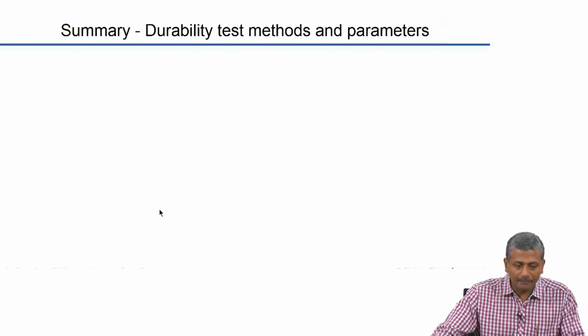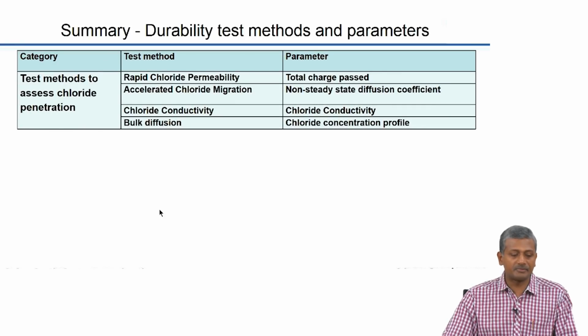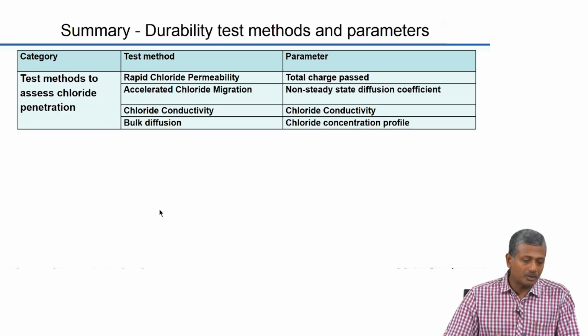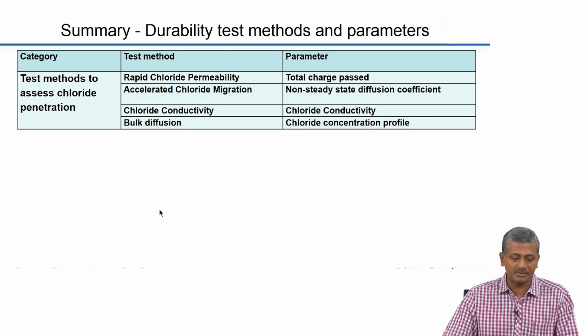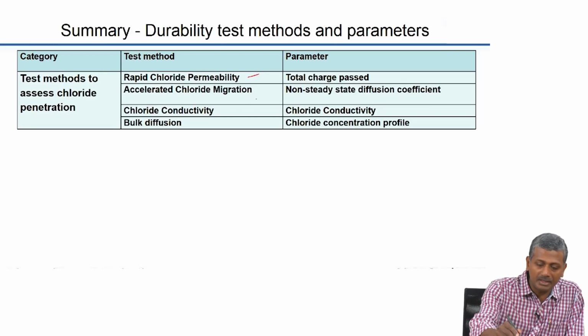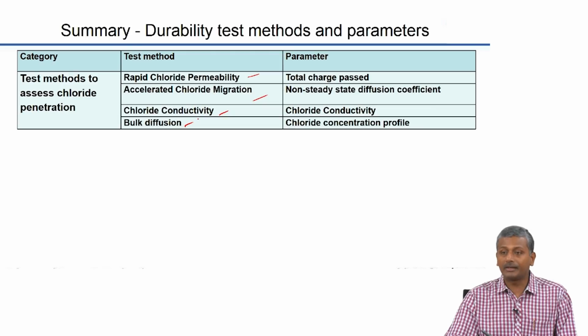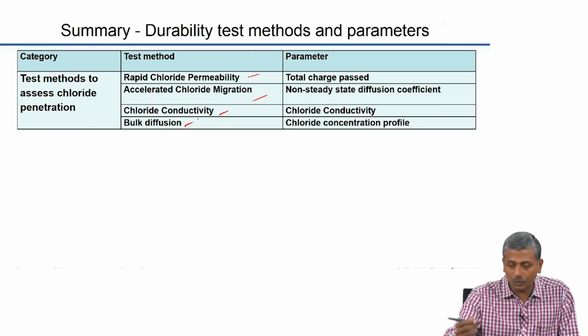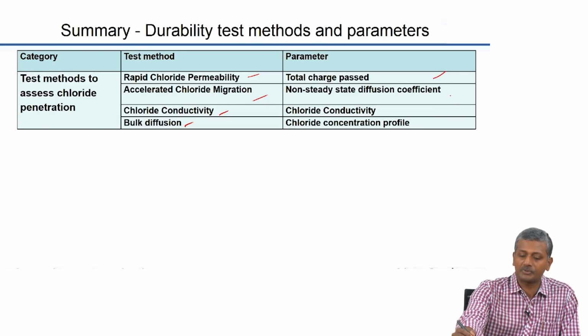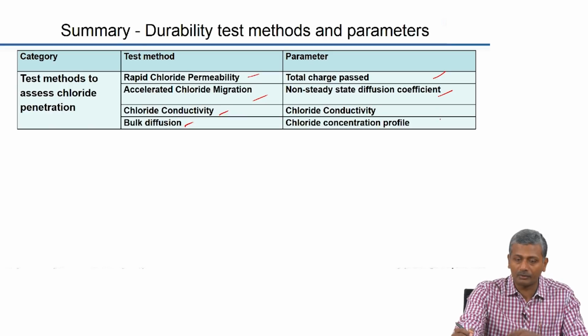Okay. So, just to summarize the durability test methods and parameters, there is a set of durability test methods that address chloride penetration, and here we are looking at migration based tests or diffusion based tests. So, you have the RCPT, accelerated chloride migration, chloride conductivity and bulk diffusion, and again the parameters that they are giving could be quite different. In this case it is a total charge passed, in this case it is actually a diffusion coefficient, non-steady state diffusion coefficient or migration coefficient.